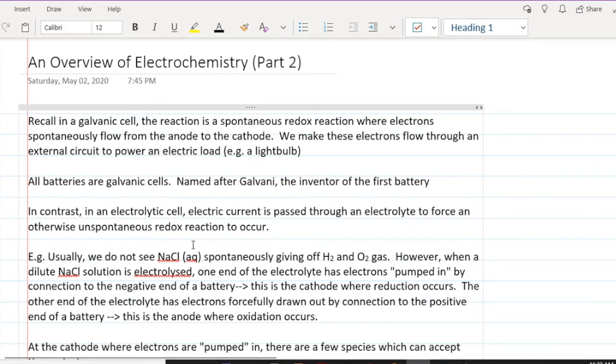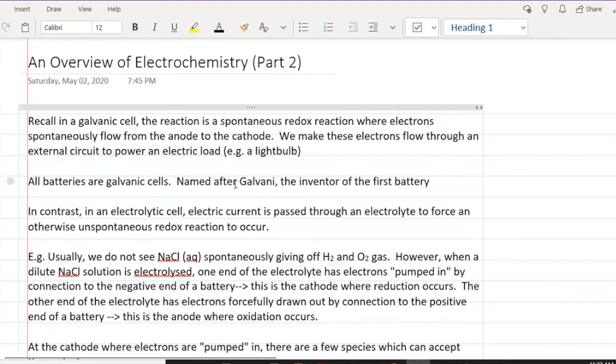light bulb, right? And all batteries, regardless of whether it is the lithium-ion battery in your phone, or the non-rechargeable zinc battery, the old kinds of mercury-containing batteries, or the car battery in your car, they are all galvanic cells, and it's named after Galvani, who is the inventor of the first battery.